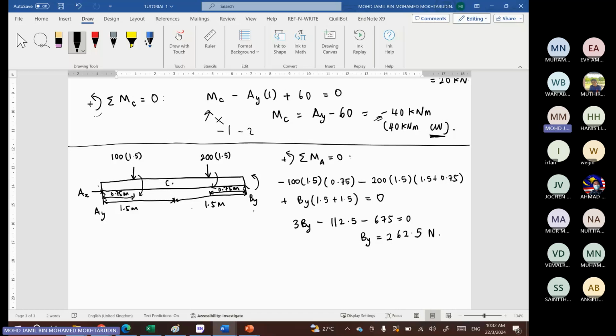Okay, now we can proceed with the equilibrium of forces. Doktor, saya nak tanya, 3By tu dapat dari mana? Ni 1.5 tambah 1.5. Oh, okay. Alright.